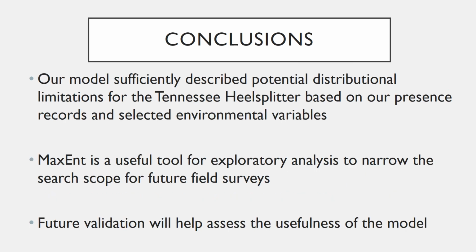So just to wrap up in a brief conclusion, our model did sufficiently describe potential distributional limitations of our species based on the presence records we put into it and the variables that we selected to model. And so we think that this type of habitat suitability modeling can be a useful exploratory tool to use in accordance with your expert opinion to help narrow the search scope of future field surveys and make that planning more efficient. And we also think it can be useful in highlighting variables that might be good to consider for future hypothesis testing. All of these things are going to improve our understanding of the species' habitat needs.